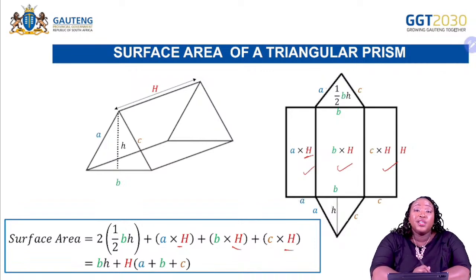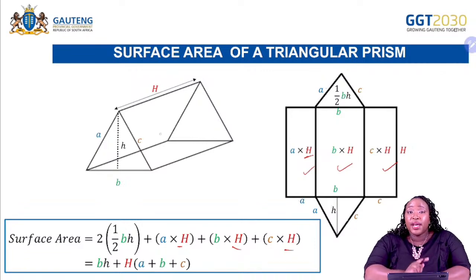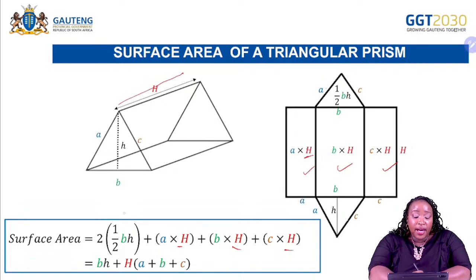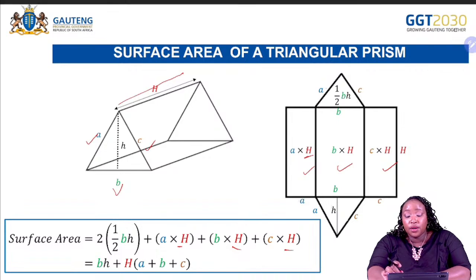Those are the dimensions of your triangle. So that means you would say the base of the triangle times the height of the triangle, plus the distance between the two triangles multiplied by the sum of the sides of the triangles. Make sense? Okay.